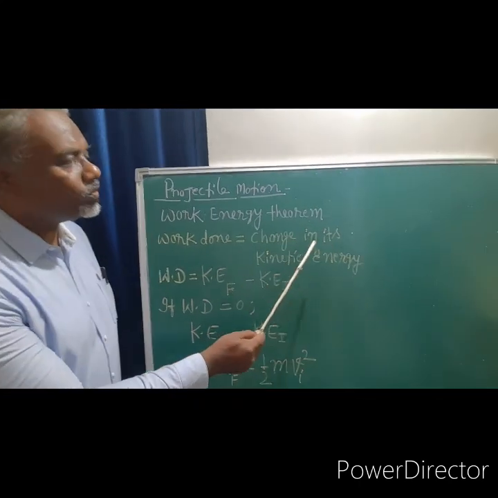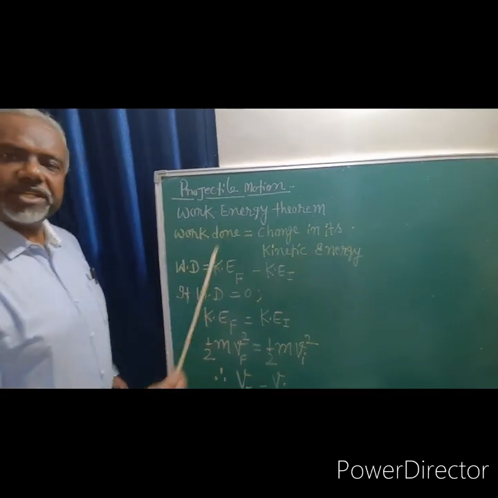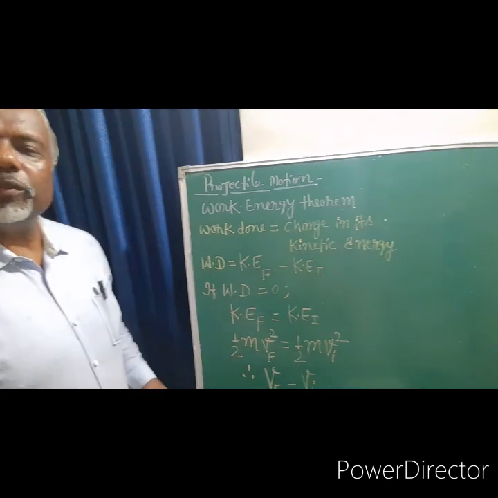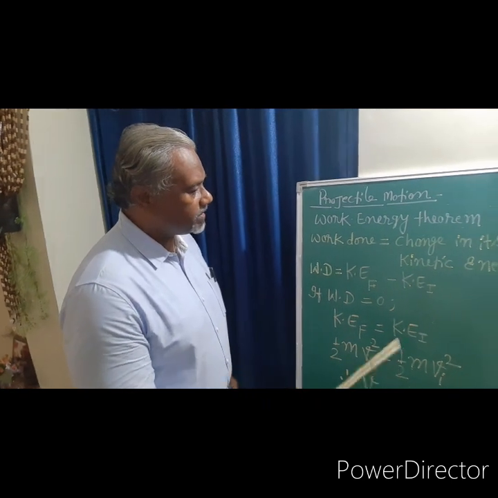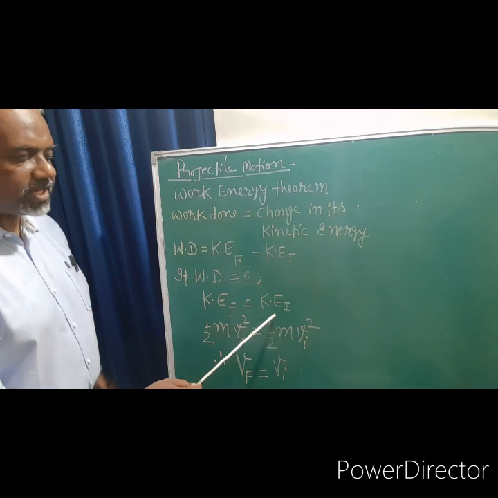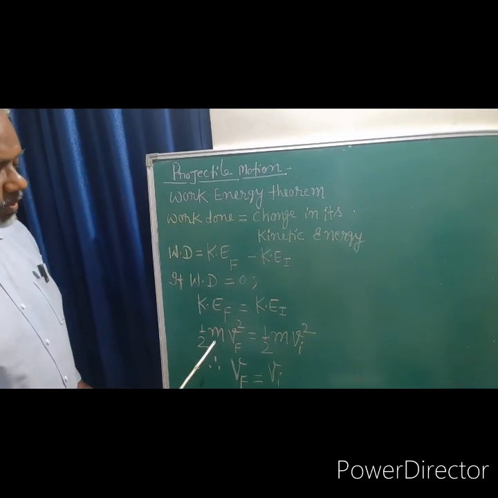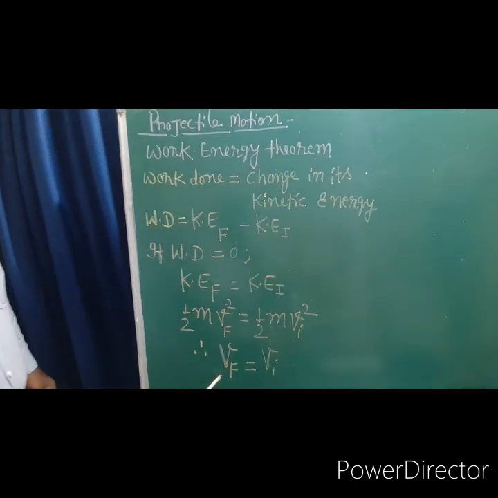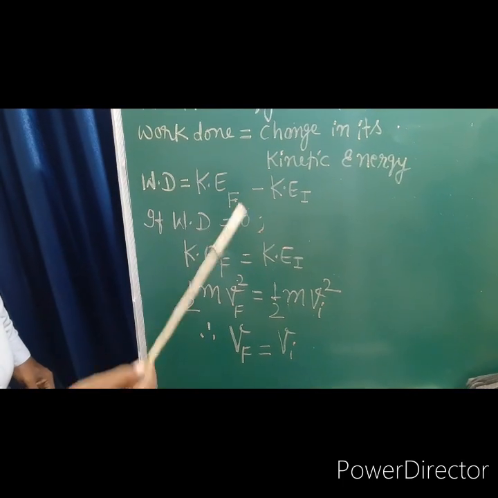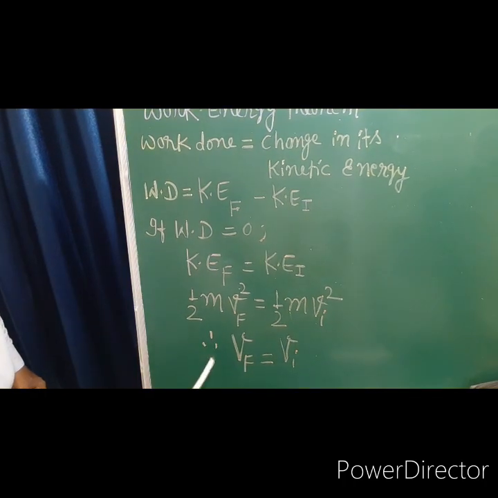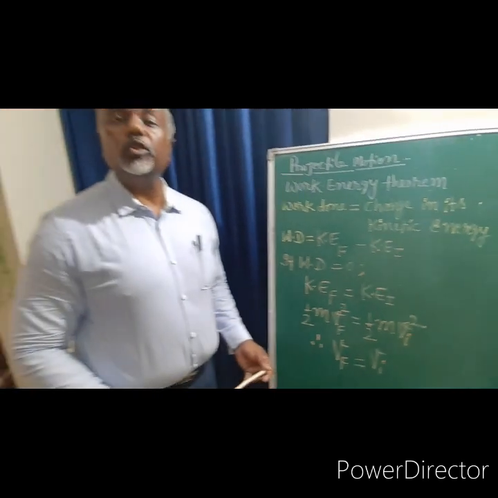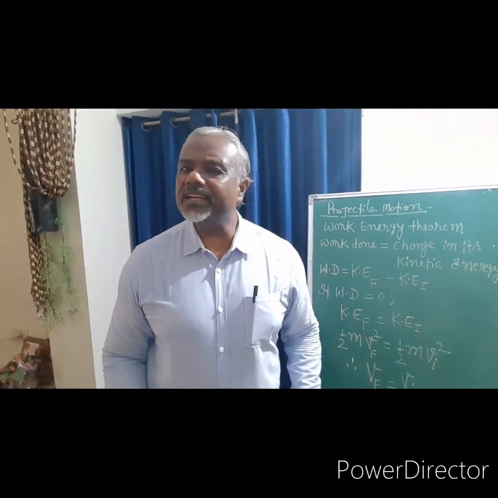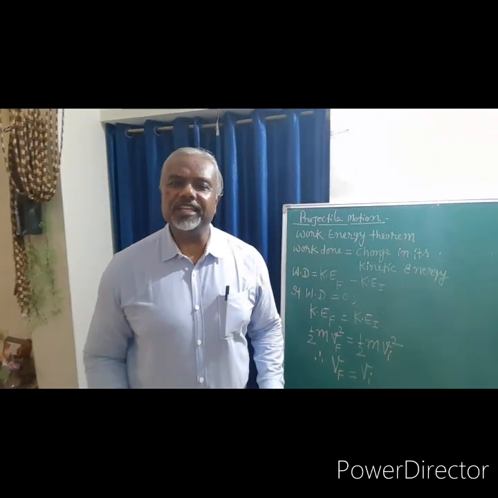Work done is equal to change in its kinetic energy, and change in kinetic energy is final kinetic energy minus initial kinetic energy. Suppose work done on the object is zero. So this equation becomes final kinetic energy equal to initial kinetic energy. Look, kinetic energy is the product of half of the mass and square of the velocity. So finally we get, if work done is zero, final speed is equal to the initial speed. There is no change in the speed of an object if work done is zero. This ingredient will help you to prepare the delicious food, projectile.